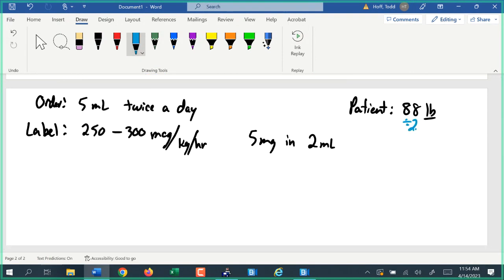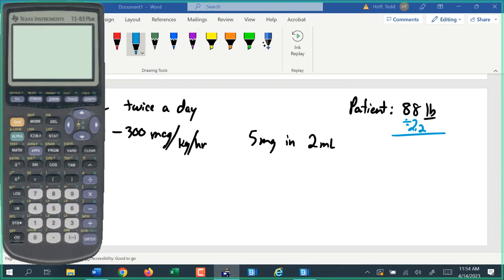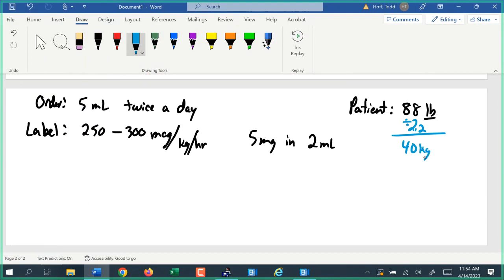So we're going to divide by 2.2 here. 88 divided by 2.2 should give us 40. And there it is, 40 kilograms. So that's where we'll be starting our other calculation here.